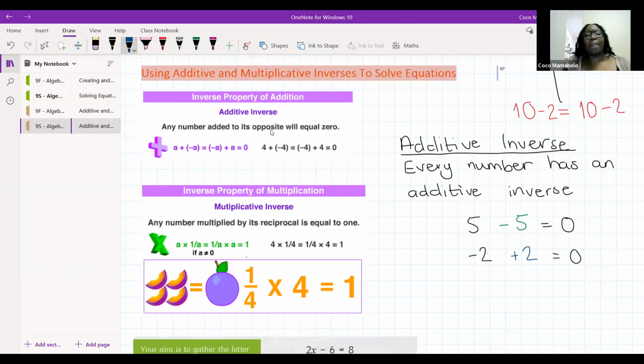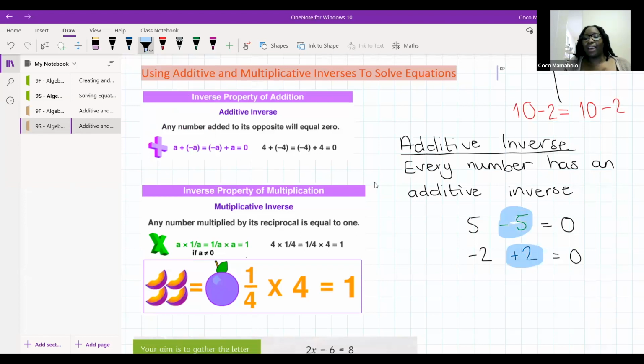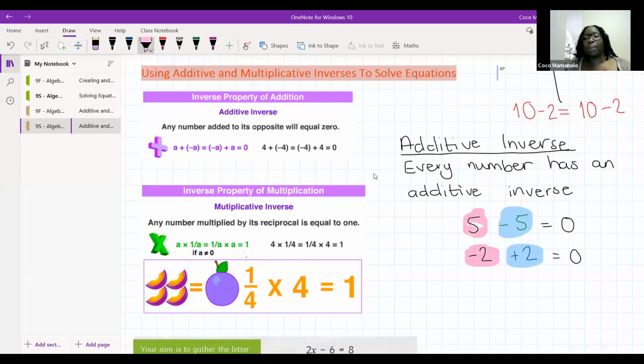Now, before we continue, I'm telling you that plus 2 and minus 5 are the inverses of negative 2 and plus 5. Can you tell me, just by looking at this, what is the difference in these two numbers, the 5 and the negative 5 and the negative 2 and the positive 2? The sign. That's it. So when I say to you that any number has an additive inverse, the sign is going to tell us the opposite of it. Do you agree with me?